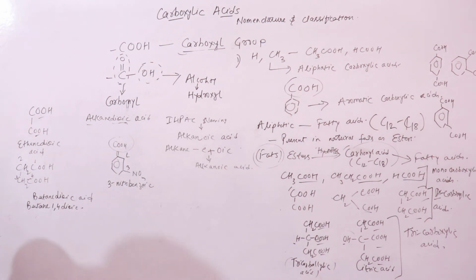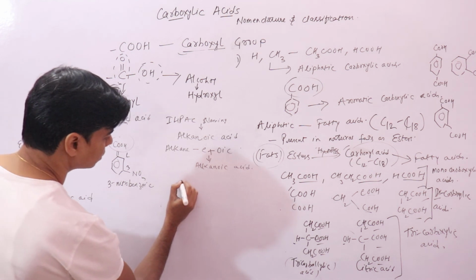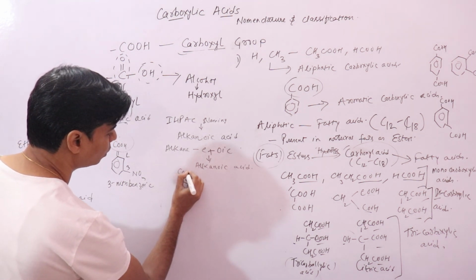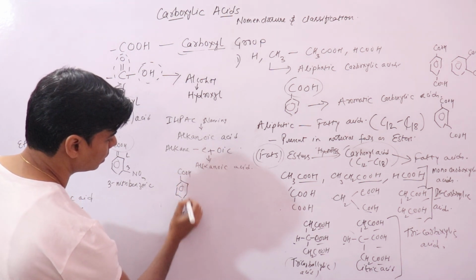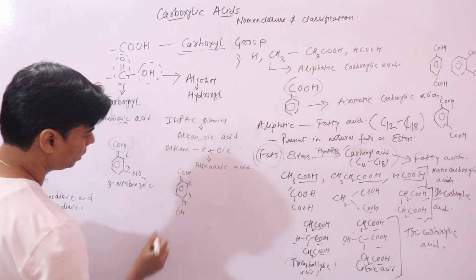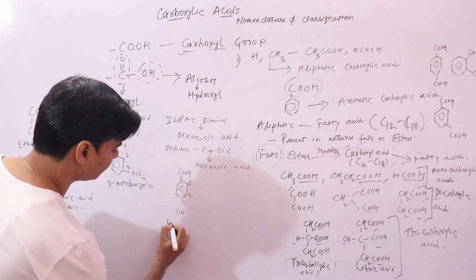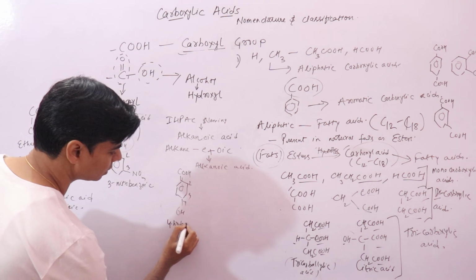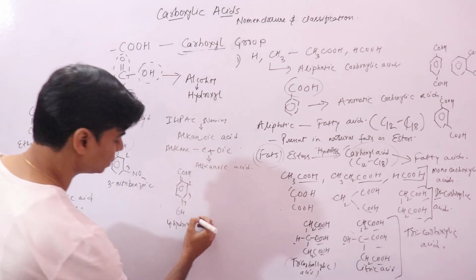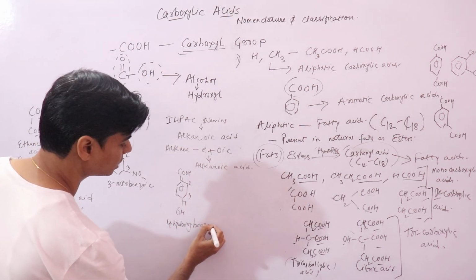Let's look at one more example. If you have COOH, OH, 1, 2, 3, 4. So this would be 4-hydroxybenzoic acid. I hope this is clear.